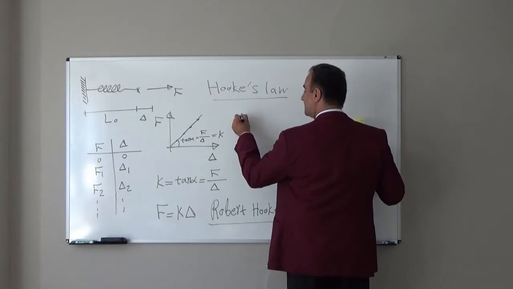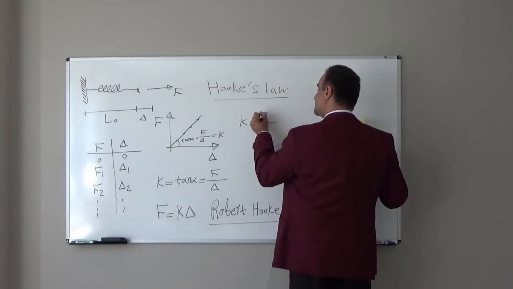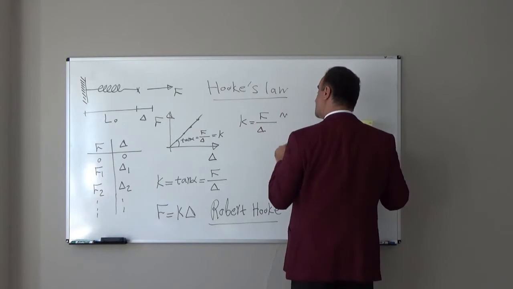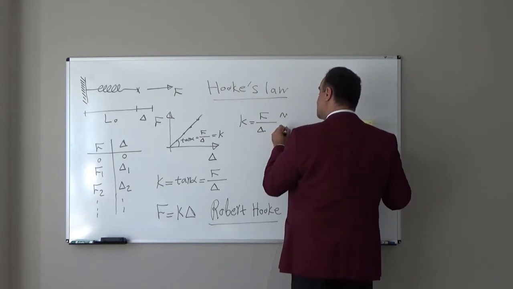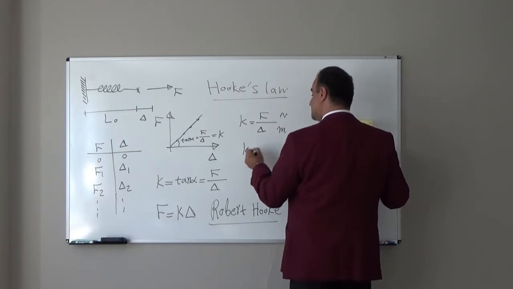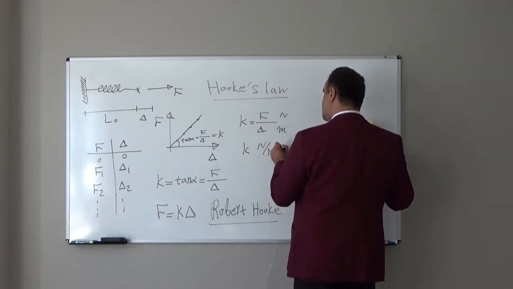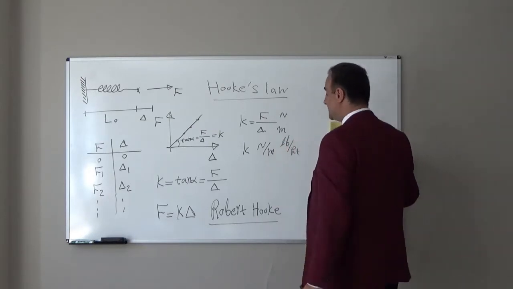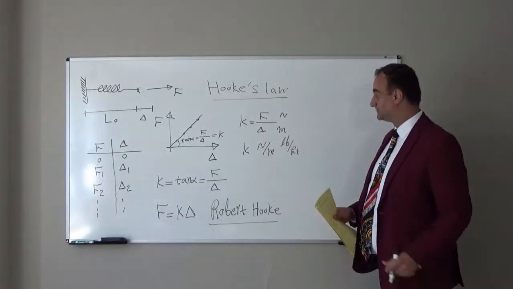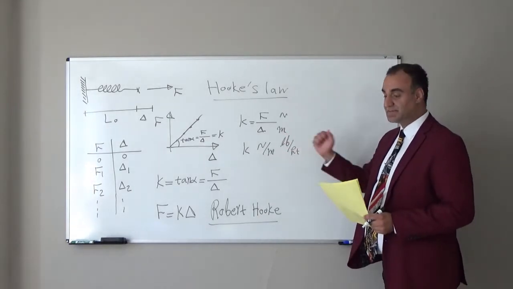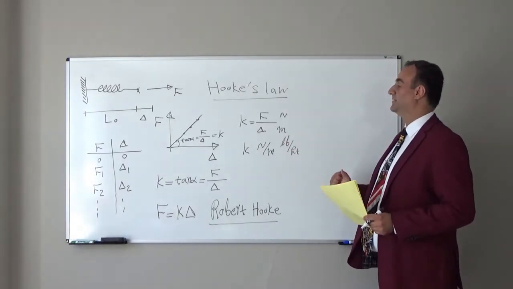Here, if the force unit, for example in the SI system, is Newton, and the deformation unit, for example, is meter, the stiffness unit will be Newton per meter, or in the British system we can write pound per foot or pound per inch, and so on. Now we can apply this concept to the material. How will we apply it?